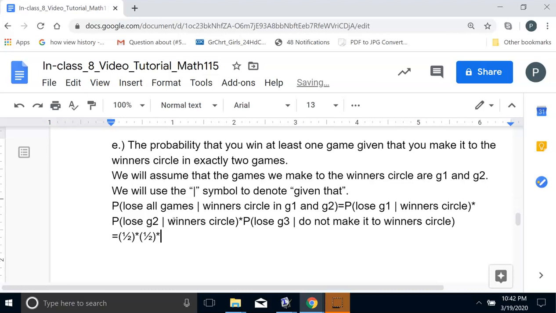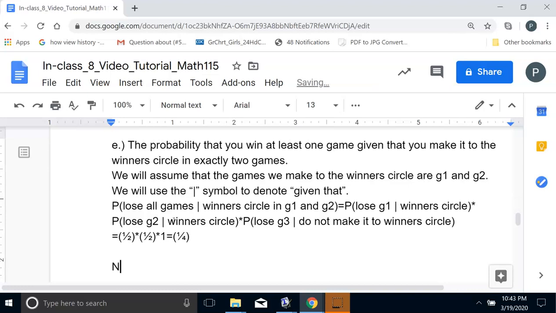And the last one, the probability that you lose game three, if you do not make it to the winner circle. Well, if you do not make it to the winner circle, then there's a 100% chance you'll lose, right? You can't win the game. So this would be 100%. So the whole thing becomes, multiplying those, 1/4. Okay, so we're not done yet.